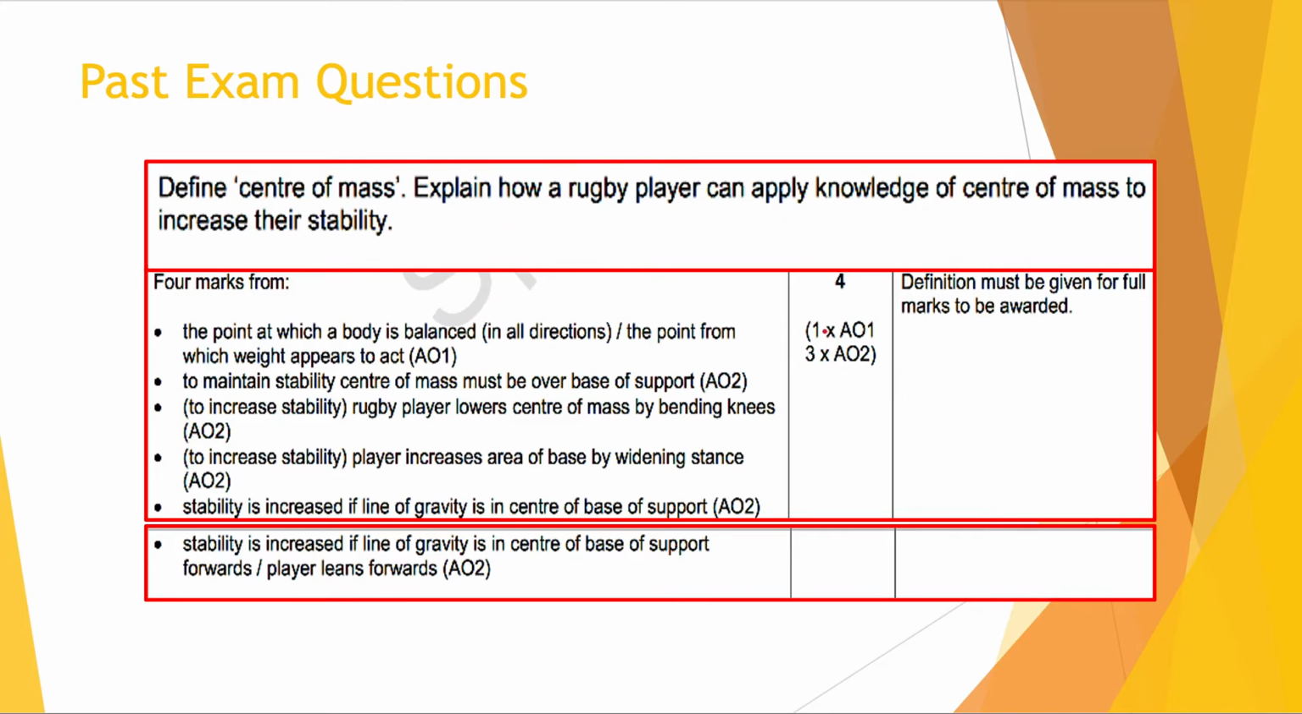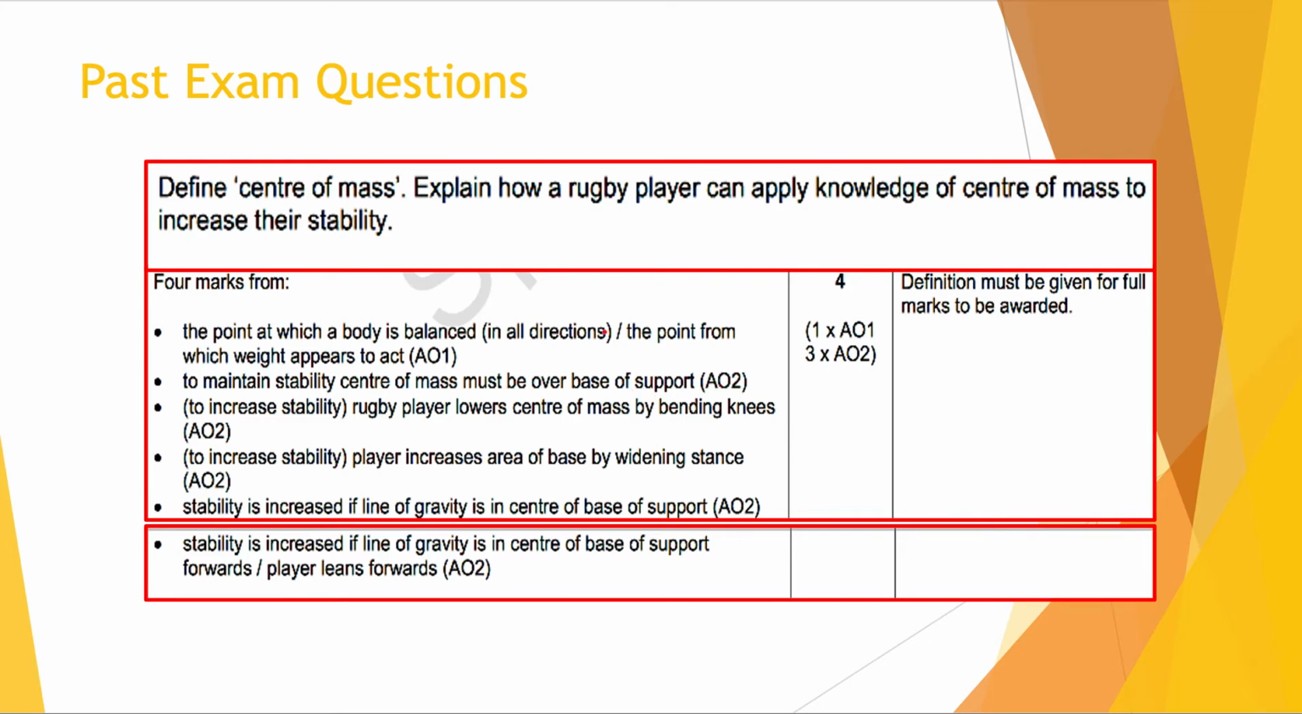Okay, so we've got 1 AO1 mark, 1 mark for giving a fact, and 3 AO2 marks for applying to this example. So the definition of the centre of mass, the point at which the body is balanced in all directions, should have been your answer. Explain how the rugby player can apply their knowledge of centre of mass. The first one is that they should maintain stability by having their centre of mass directly over their base of support.